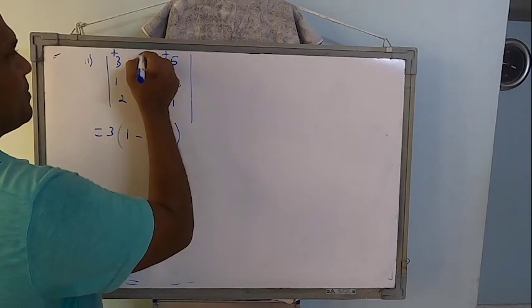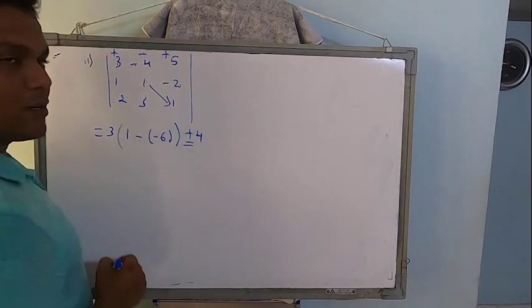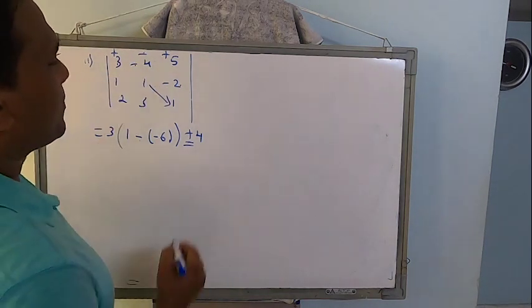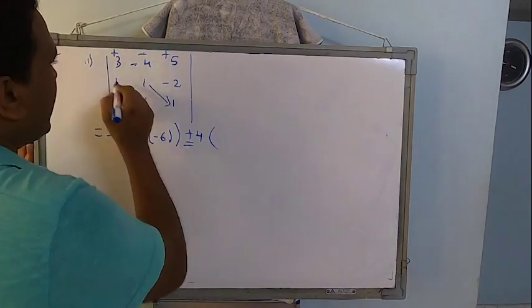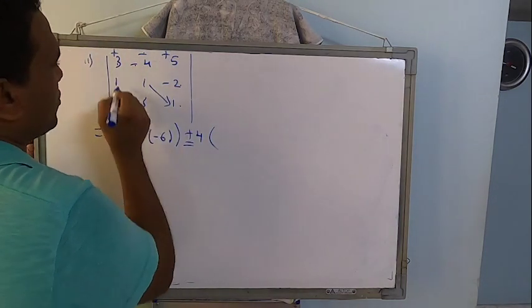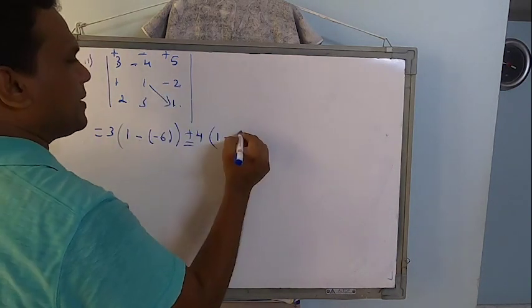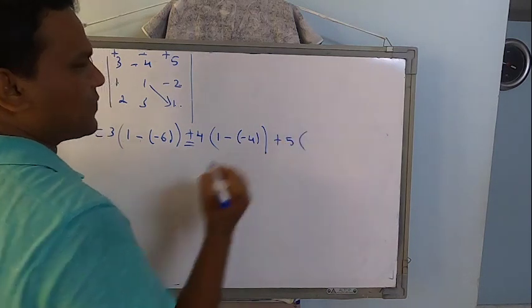Let's go for the next. Minus into minus will be plus 4. Remember why this became plus actually. So minus is multiplied to this. Okay. And now block the first row and second column. Expand these 4 elements. So 1 multiplied by 1 minus 2 multiplied by minus 2, that is minus 4. Got it. The last element plus 5.